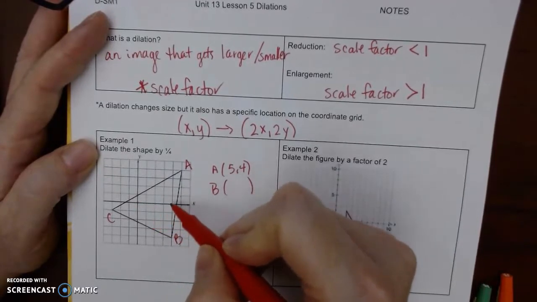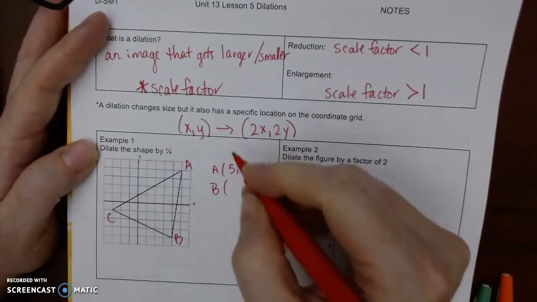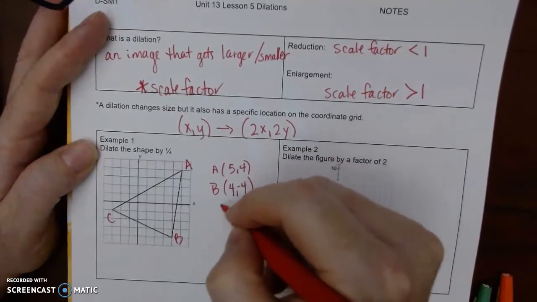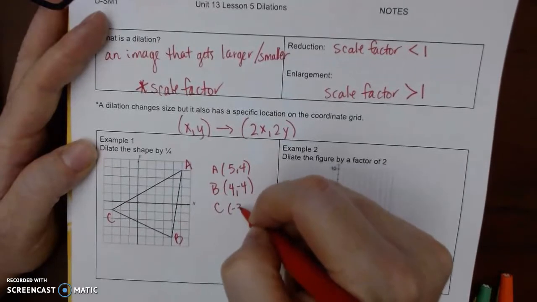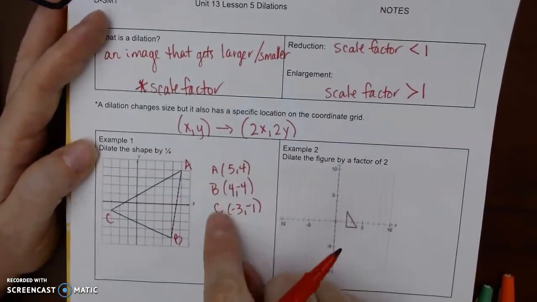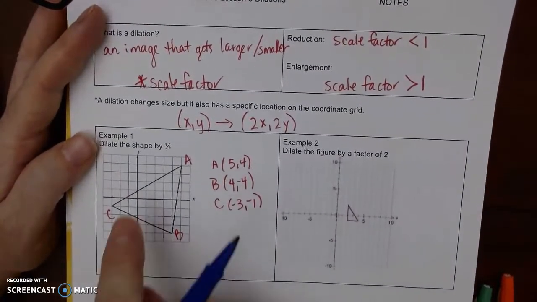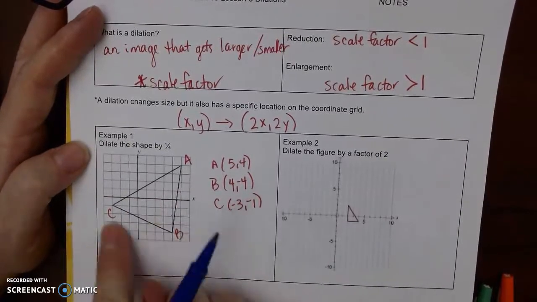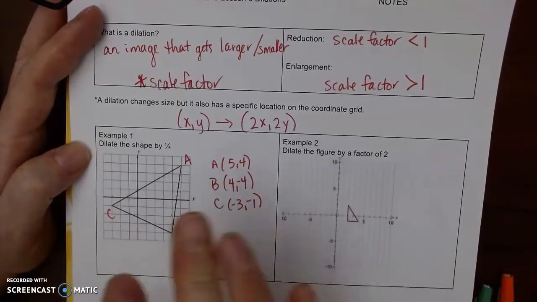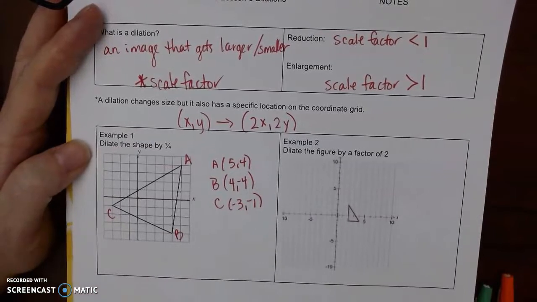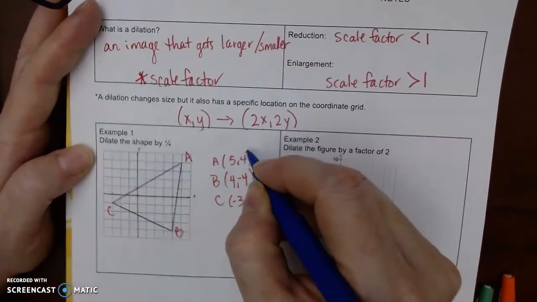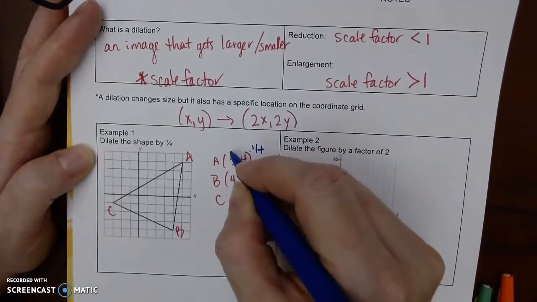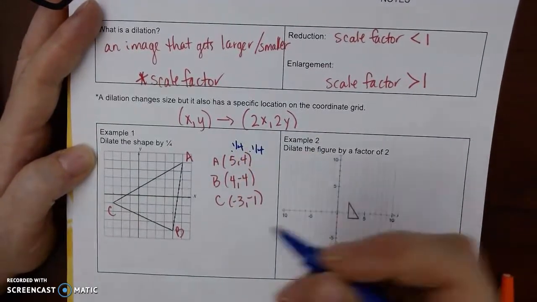1, 2, 3, 4, 1, 2, 3, 4. And then our C. 1, 2, 3, down 1. Okay, so those are our original points. So now for my new dilation, it's going to be specifically 1/4 of the size, but it moves it. And it's really hard to predict where and how it moves. So mathematically, I'm going to take both of these numbers times 1/4 or divide them by 4.